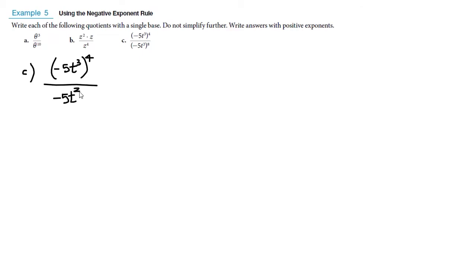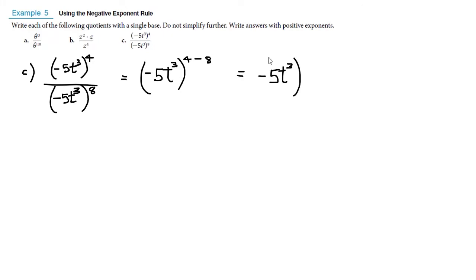In part C, we have the base of negative 5t cubed all to the power 4 all over negative 5t cubed to the power 8. So we know the base is negative 5t cubed, 4 minus 8. So negative 5t cubed all to the power negative 4. So that is 1 all over negative 5t cubed all to the power 4.